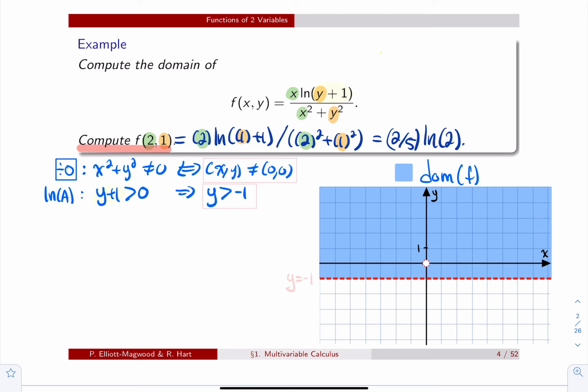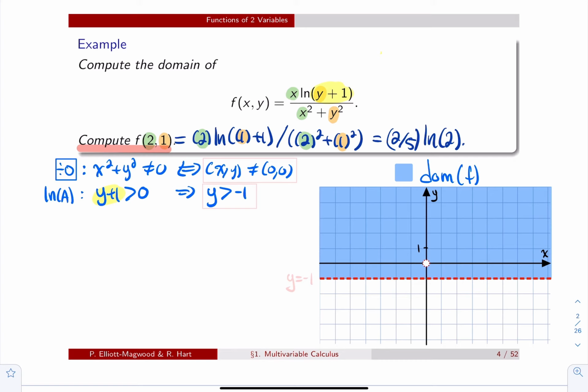There are no square roots or even roots, but there's a logarithmic term. So when you have a logarithmic term, you have to be careful. The logarithmic function cannot swallow a 0 or something strictly negative. So the inside of the logarithmic term needs to be strictly bigger than 0. Here, the inside of my logarithmic term is y plus 1, so I want y plus 1 to be strictly bigger than 0. Then if you isolate y, you get that y needs to be strictly bigger than minus 1.